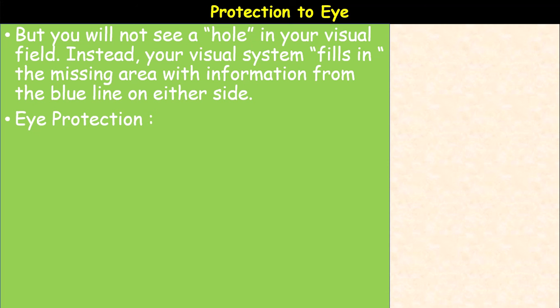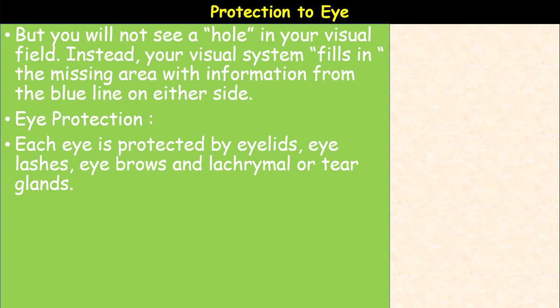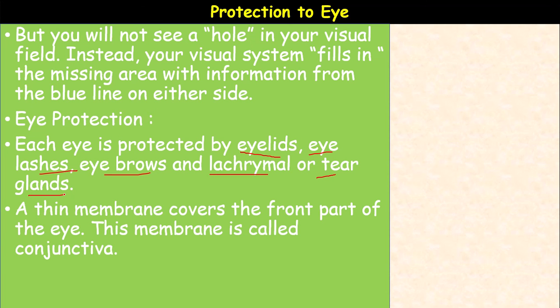So, eye protection is very important. The eye is the most sensitive and most important organ. Sarvendriyanam nayanam pradhanam means the eye is the most important sense organ. Protection of the eye is very important. Each eye is protected by eyelids. There are different structures which protect the eye: eyelids, eyelashes, eyebrows and the lacrimal or tear glands. They are the protective devices.